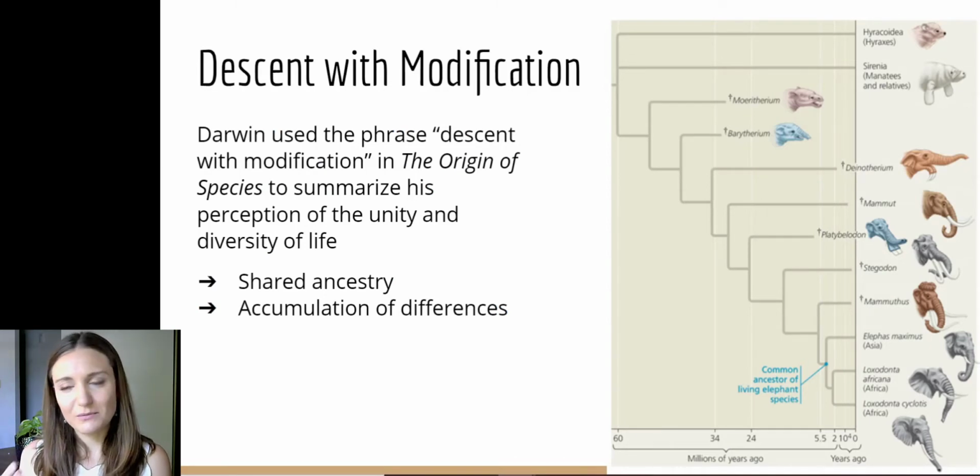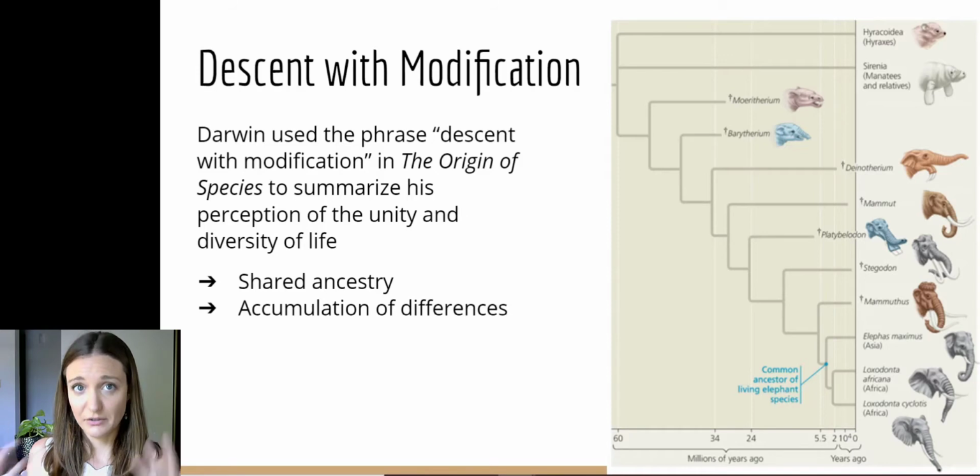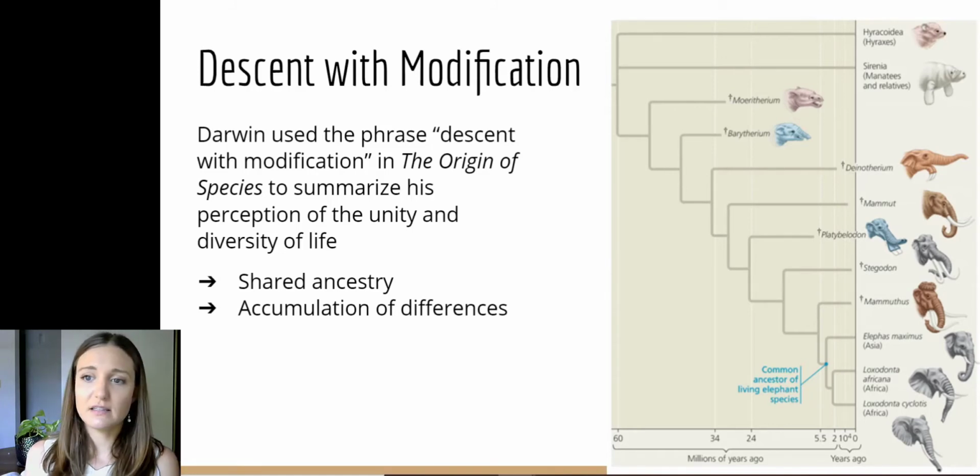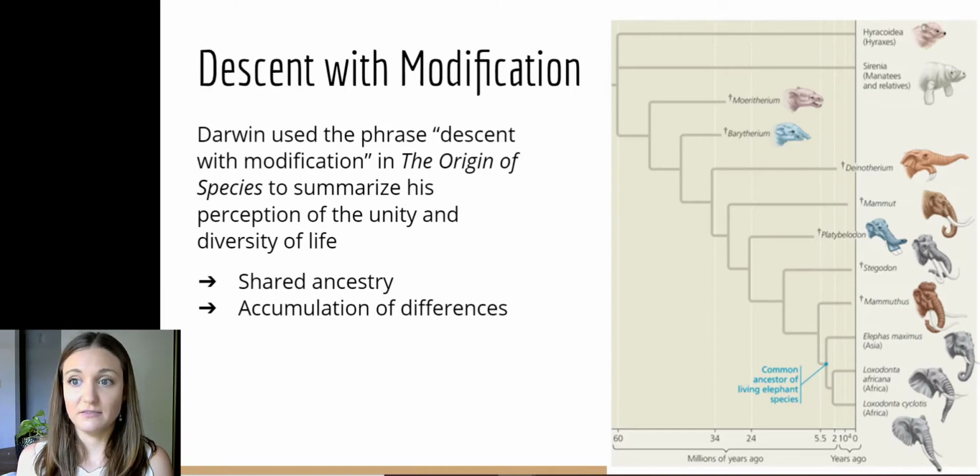What we're really trying to get at with that phrase is descent, meaning that organisms inherit characteristics and share common ancestry. But over time, organisms are going to accumulate differences. Populations or species will accumulate differences based on differences in their environment and what's required to survive in a given environment. Let's take this tree of modern elephants, for example, that we see right here.